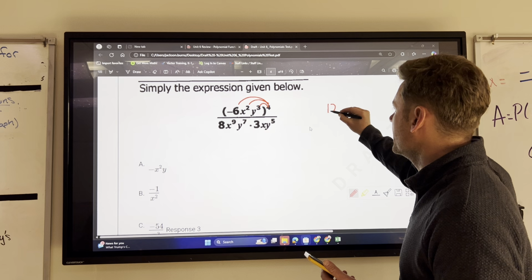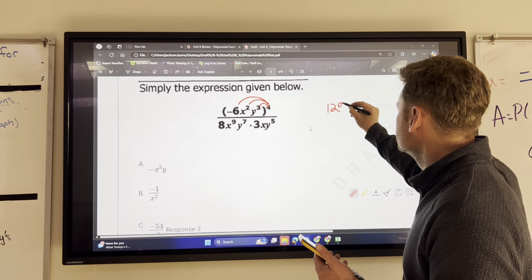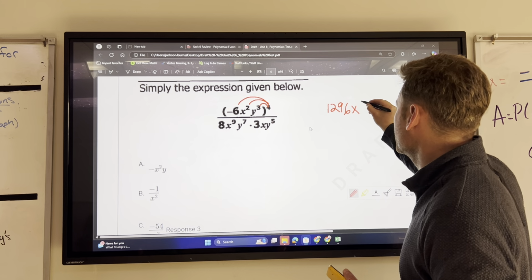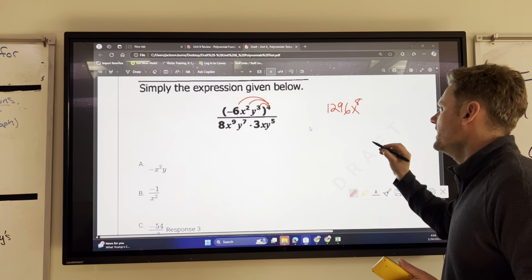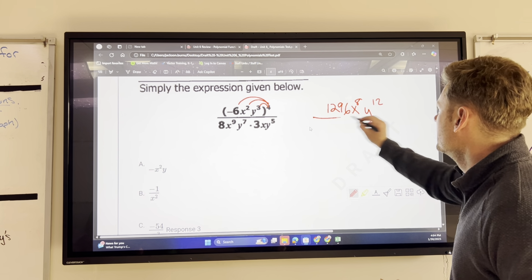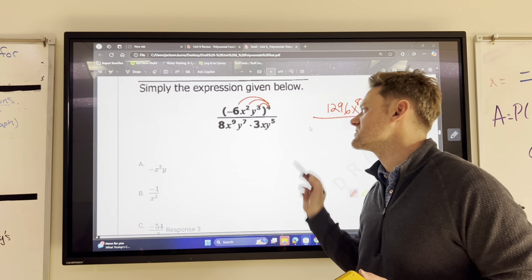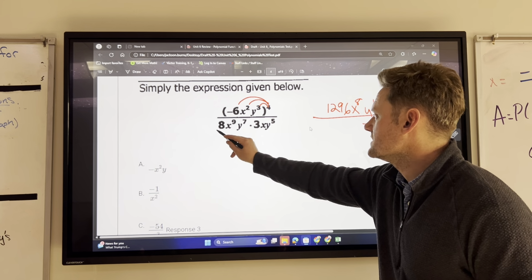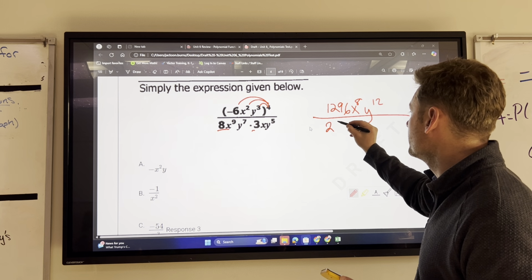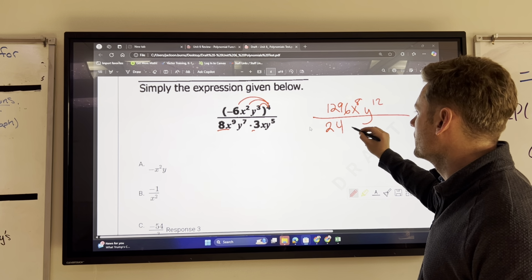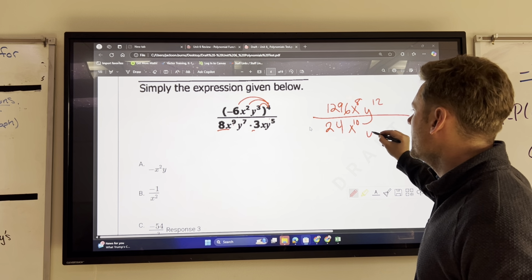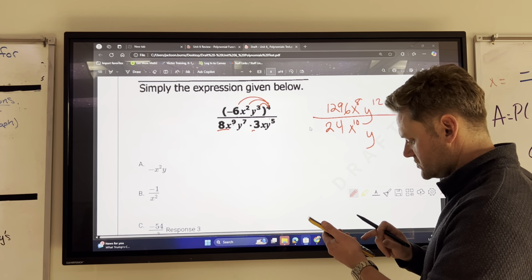So I get 1,296. I know it's going to be positive. I have x to the 2 times 4, which is 8. I have y to the 3 times 4, which is 12. On the bottom over here, now I multiply. So I add my exponents. I multiply my 8 times my 3, which is 24. So this becomes 24x. 9 plus 1 is 10. y, 7 plus 5 is 12.